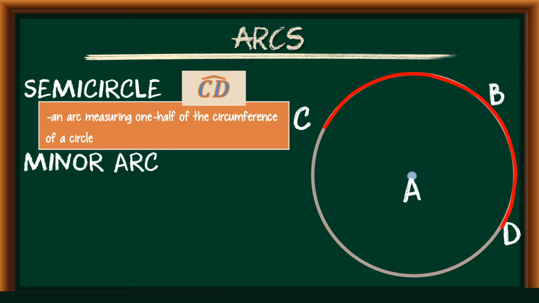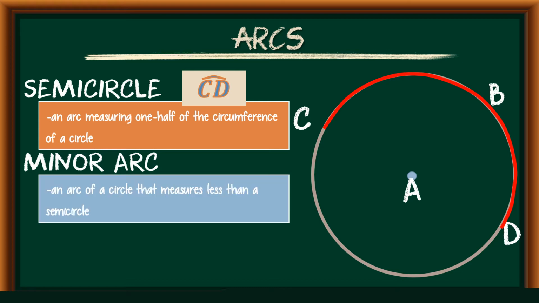Next, minor arc. From the word minor, minor. Yan. An arc of a circle that measures less than a semicircle. So, mas maiksi kumpara sa semicircle. For example, ayan, si arc CB. Mula kay C hanggang kay D. So, hindi siya umabot kay D, so bitin siya sa semicircle, kaya ang tawag sa kanya ay minor arc.